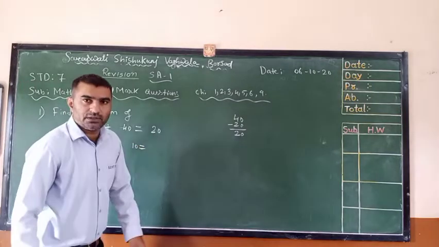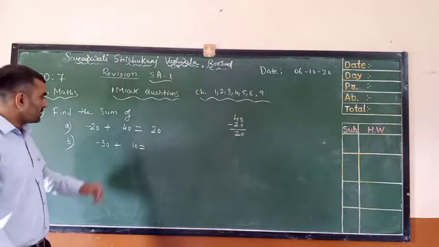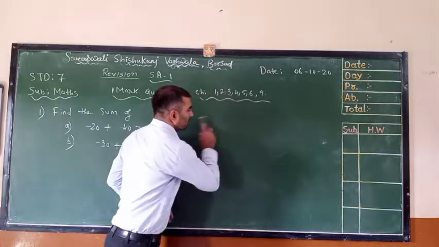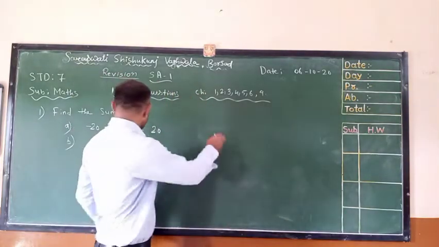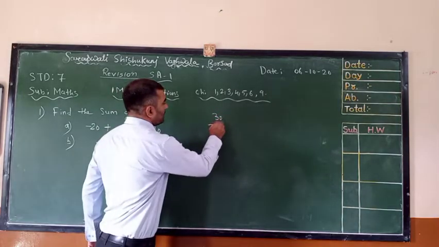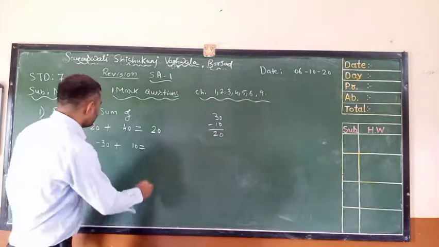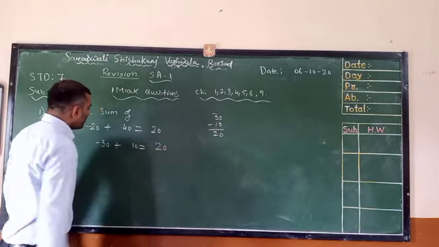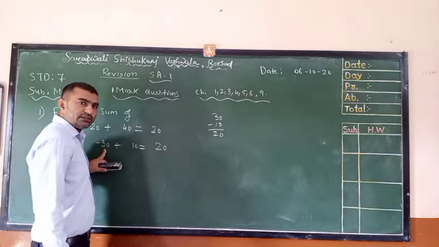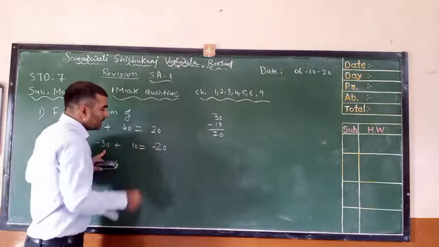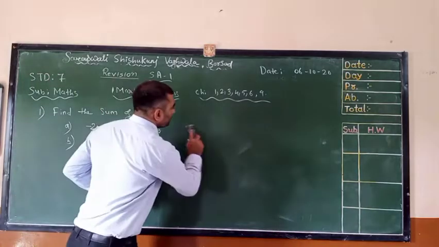Second question, minus 40 plus 10. First find the sum, so we have minus 30 plus 10. Again one integer is positive and one is negative, so we subtract from the bigger number. That means 30 minus 10, we get 20 again, and we keep the bigger number's sign. Here 30 is bigger without considering the sign, so the answer will be minus 20. Right?